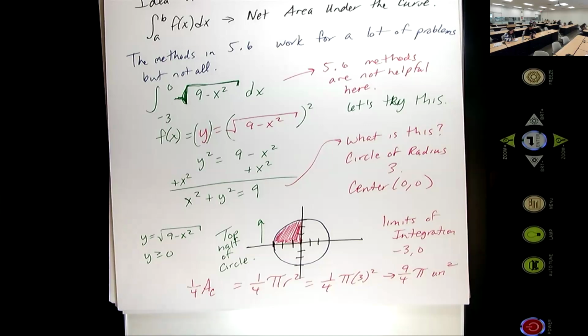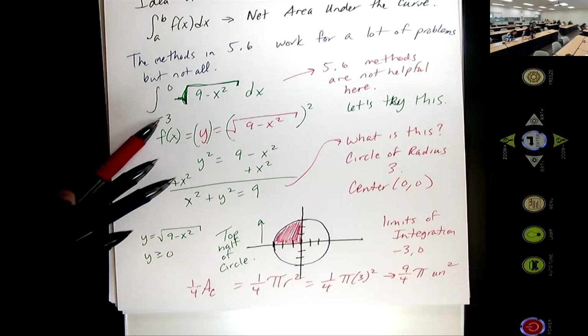Where do you get the -3 from? Just from the limit. Oh, the limit, okay.